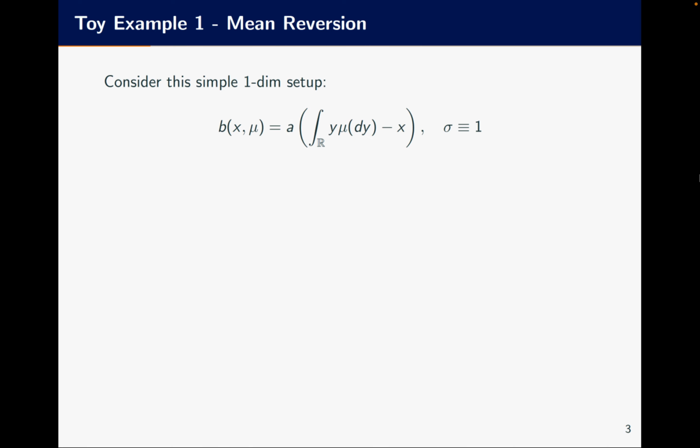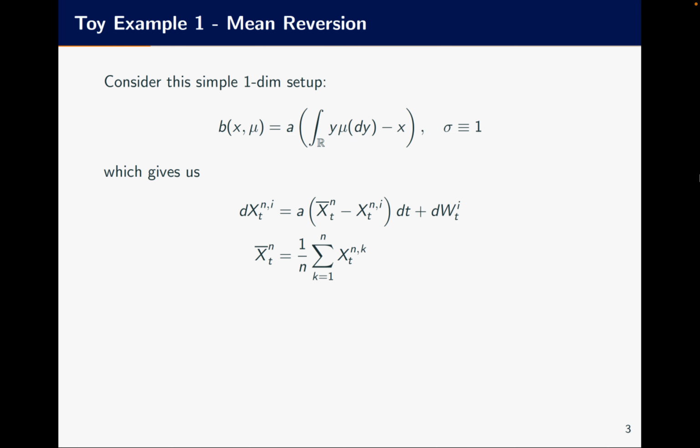Consider this setup, where b is a function that contains an integral over mu, and sigma is just 1 for simplicity. We plug these into the equation we had earlier, which gives us an integral over deltas, and what we have is the following. For each particle, its drift term is its distance to the empirical average of all the particles in this system. Moreover, if we average the dynamics of all the particles, we get that the movement of the empirical average has no drift at all, since the drift terms will cancel out.